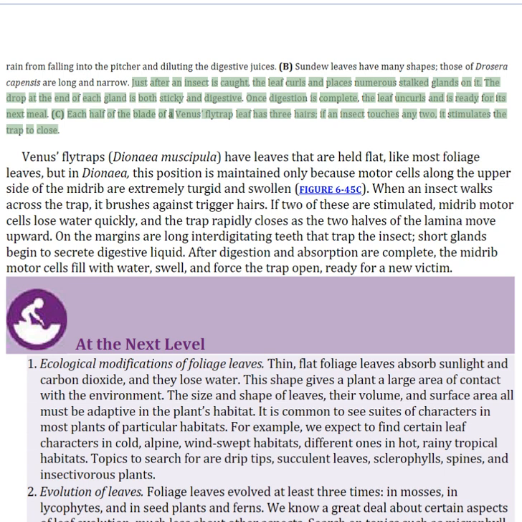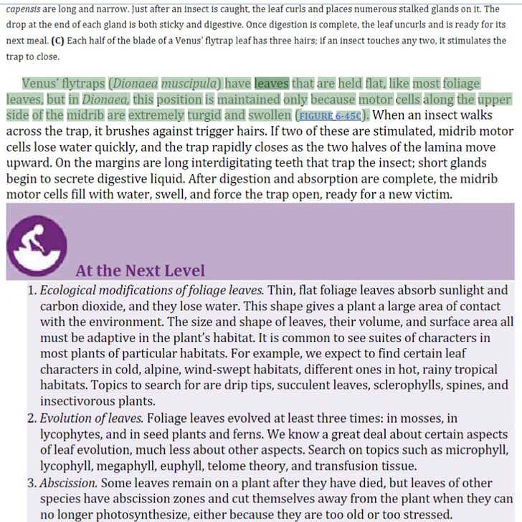Each half of the blade of a Venus flytrap leaf has 3 hairs. If an insect touches any 2, it stimulates the trap to close. Venus flytraps have leaves that are held flat, like most foliage leaves, but in Dionaea, this position is maintained only because motor cells along the upper side of the midrib are extremely turgid and swollen.